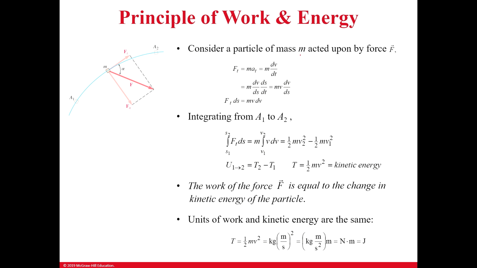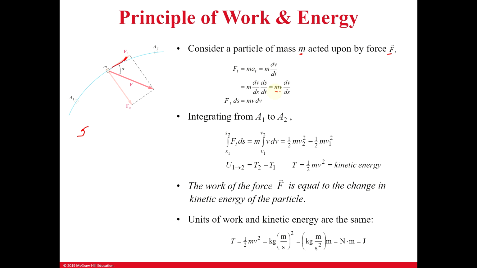Let's still consider a mass m, little m, and there's a force, capital F. Let's start from the force tangential to an orbit from A1 to A2. So the force tangential to the orbit is equal to the mass times the acceleration tangential to the orbit, which is the mass times the derivative of velocity with respect to time. If we want to parameterize this equation, we can go to a parameter called s, and doing the chain rule, we take the change in velocity with respect to s, with respect to the arc, and the change of the arc with respect to time.